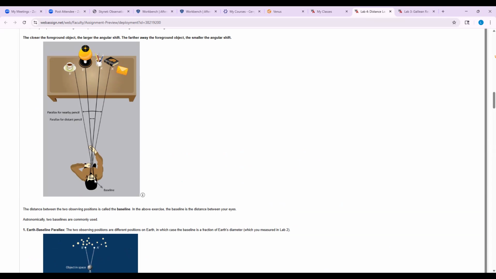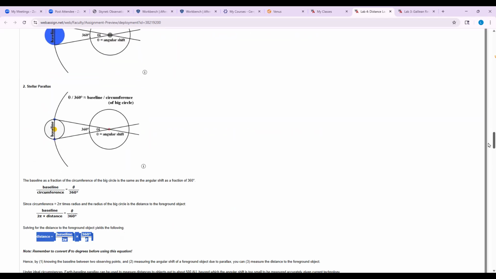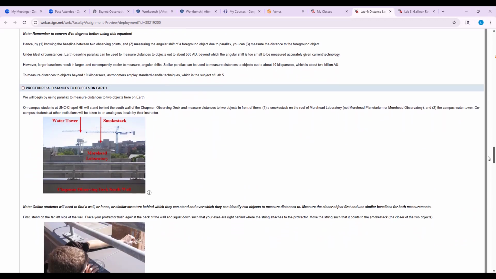Here, your baseline is the distance between your eyes. You can measure it with a ruler and easily identify it. And it is a very good example to try in your room, or in your backyard also. You can do the same thing and measure how much distance you have by simply measuring the angle. For the angle in the backyard or in your room, you can use simple geometrical devices that you may have in geometry, and you can measure it accordingly.